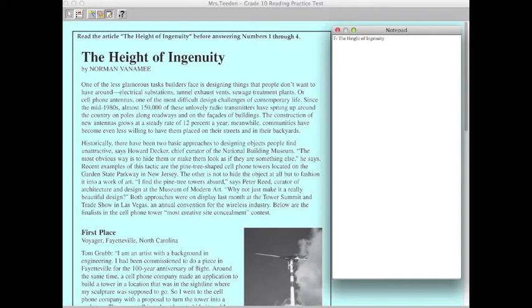So in the EPAT, we're going to use the article, The Height of Ingenuity. I'm going to type T, and I'm going to retype the whole title, The Height of Ingenuity. I like to retype or rewrite the whole title. It allows me to process what it's about. When talking to the students about title, also tell them to look for any subtitles that may be there as well.